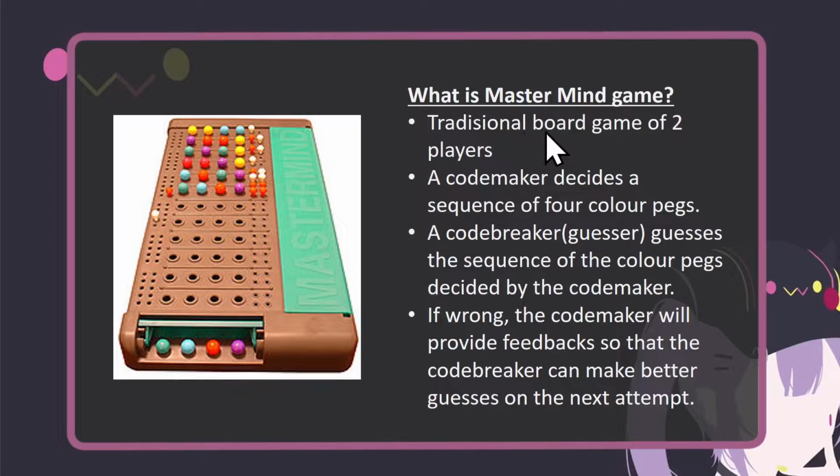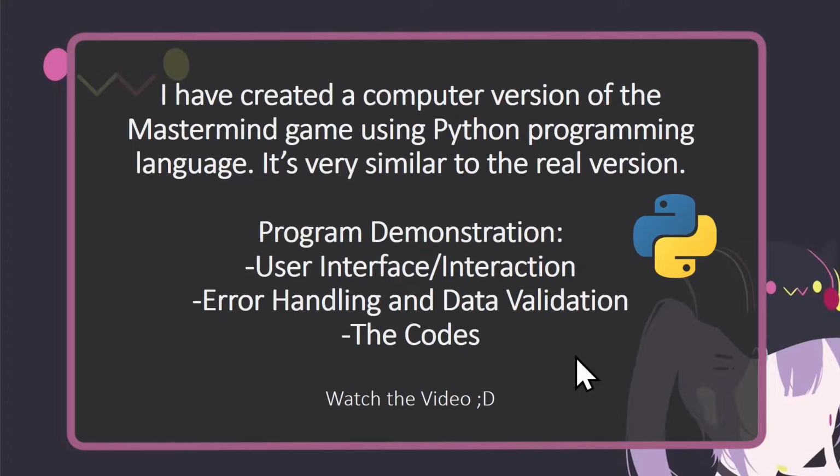A mastermind game is a traditional board game for 2 players. A code maker decides a sequence of 4 colors and a code breaker guesses that sequence based on the feedback provided. For this presentation, I have created a computer version of the mastermind game using Python. It's very similar to the real version.